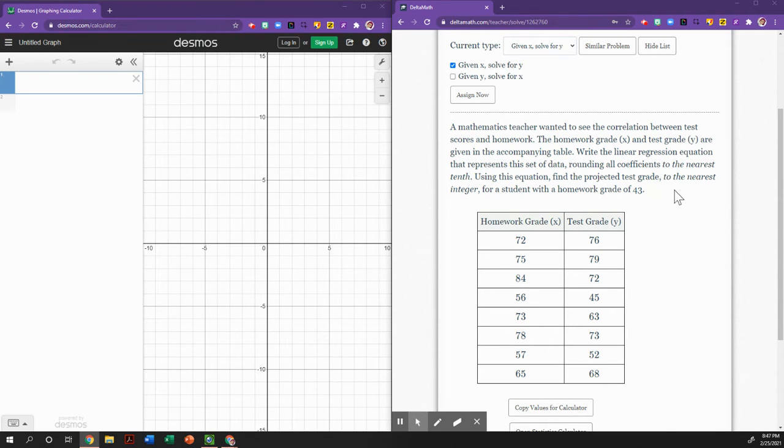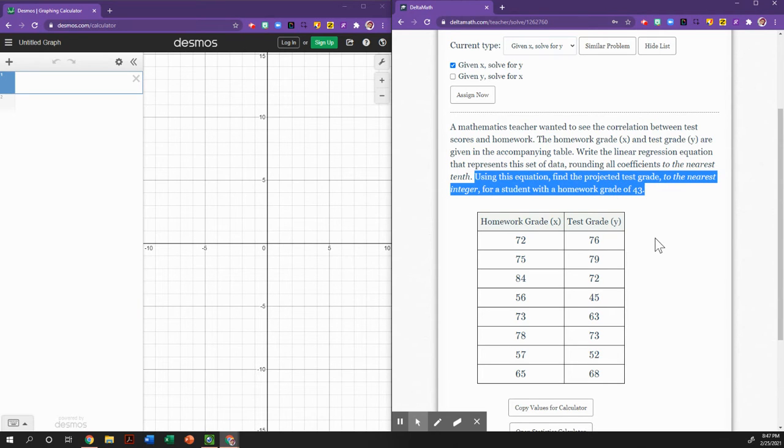All right, it says a mathematics teacher wanted to see the correlation between test scores and homework. The homework grade X and test grade Y are given in the accompanying table. Write the linear regression equation that represents this set of data, rounding all coefficients to the nearest tenth. Okay, and as we talked about in class, that part is really important, to the nearest tenth. Using this equation, find the projected test grade to the nearest integer for a student with a homework grade of 43. So that is going to be step 2, what I just highlighted there.